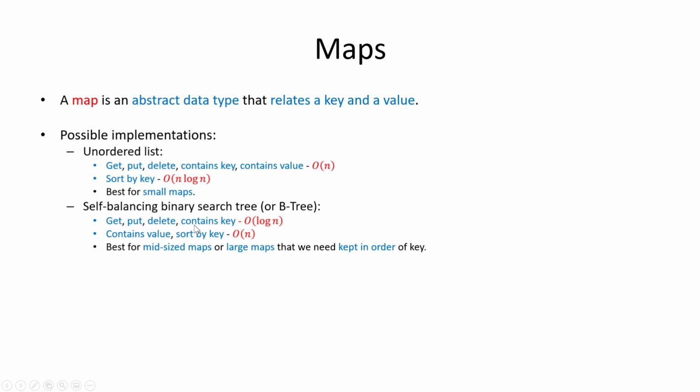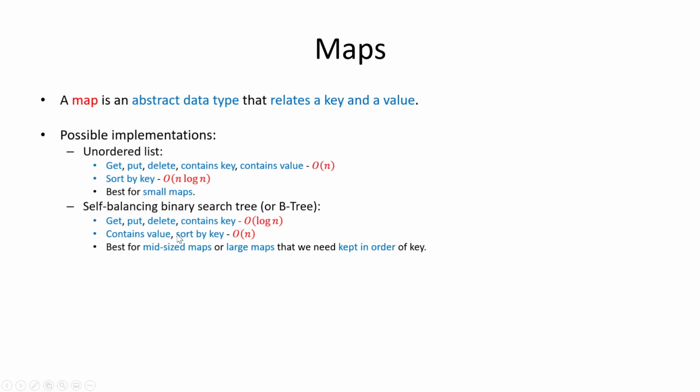So again, contains key, which is the searching for keys, is the more efficient operation because that's what a binary search tree is designed to do, allow us to search more efficiently. Because these three operations all depend on contains key, they'll also be log n. However, for contains value, we still need to search the whole tree, meaning we need to do a full traversal of the tree, which is going to end up being order n. Again, the binary search tree will keep our keys in order, but it does nothing for our values.